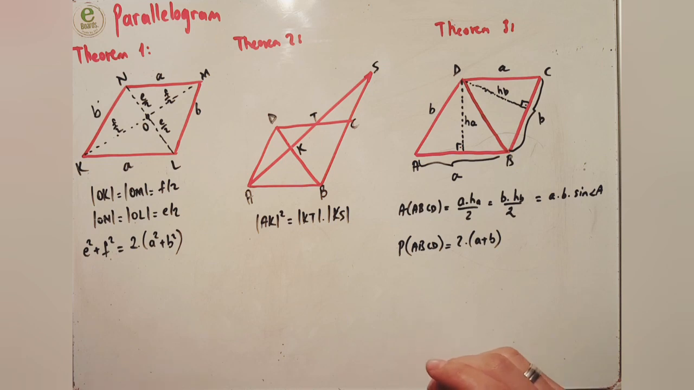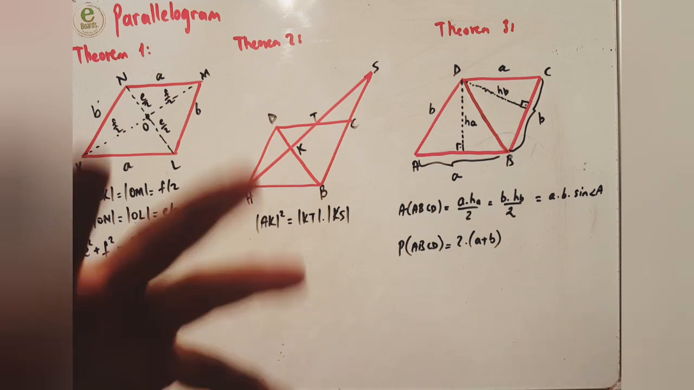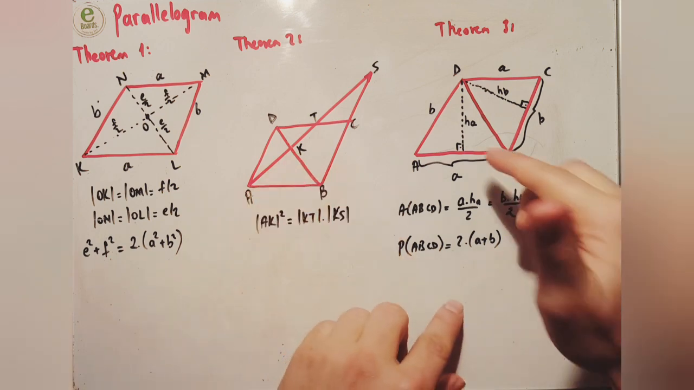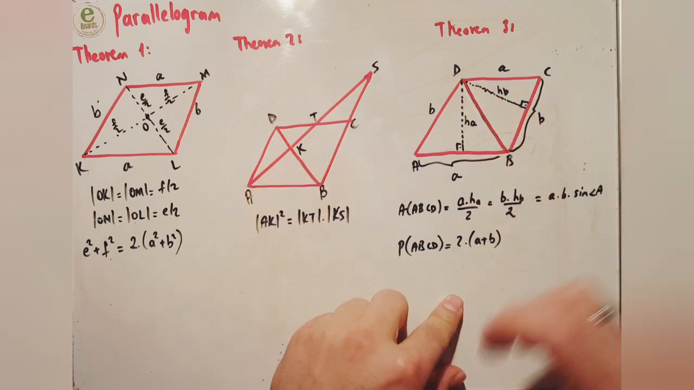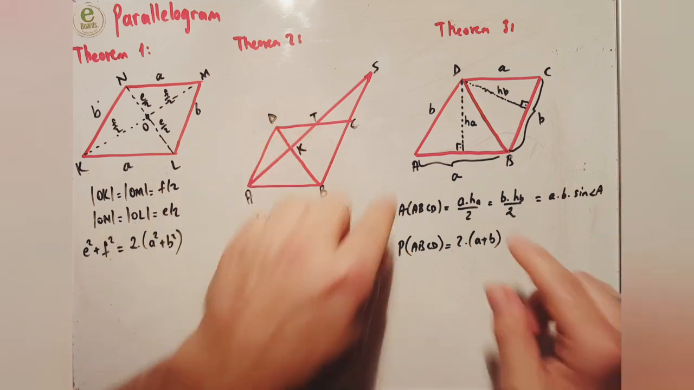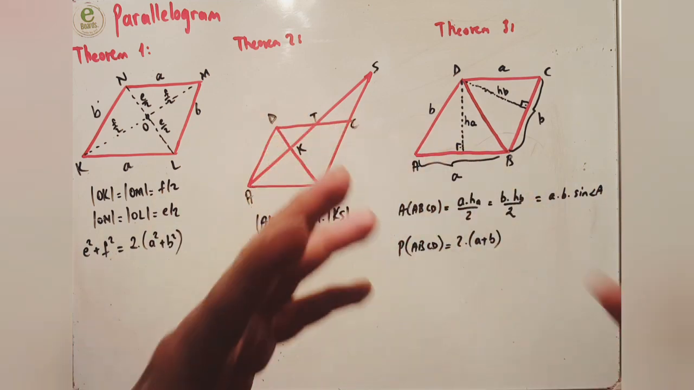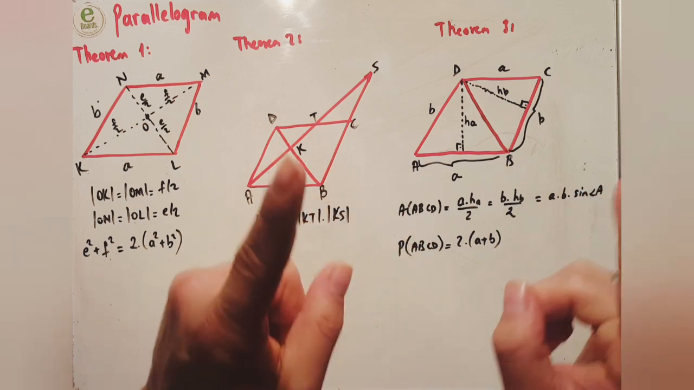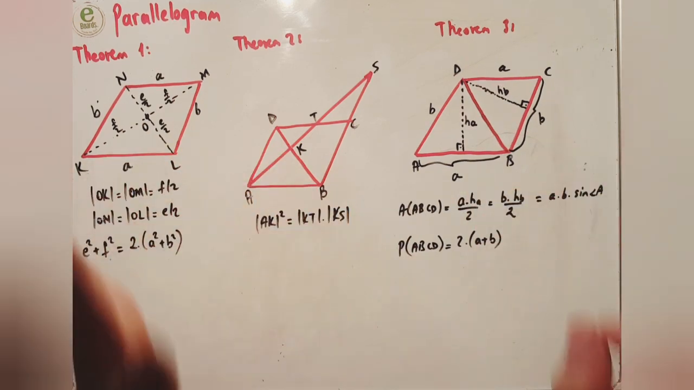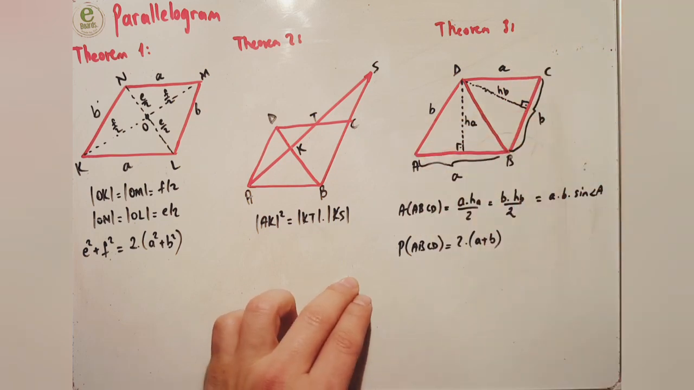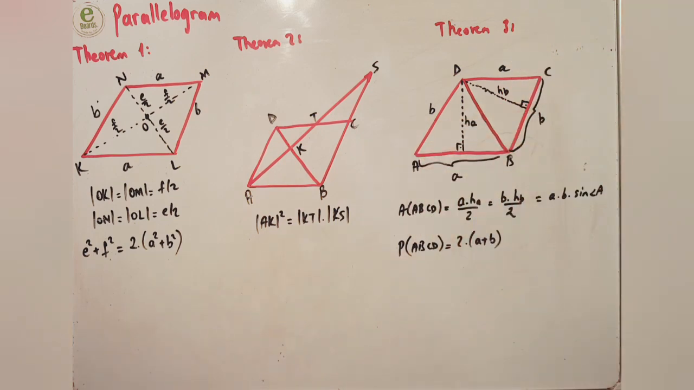For Theorem 3, we can find the area of a parallelogram. So here, to find it: A times AH over 2, B times HB over 2, or A times B times the measure of sine alpha. To find the perimeter of a parallelogram, all you need to do is take the sum of all sides: a plus a, 2a, b plus b, 2b. 2 is a common factor, 2 times a plus b.